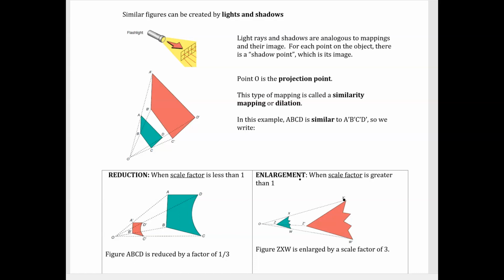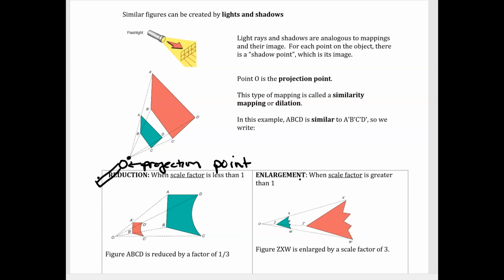So the way that we draw this in math, you can check out this picture down here. We say this point O down here, we're going to call this the projection point, and that's like your flashlight. So your projection point is where your flashlight is, okay? And you've got two figures here. The important part in this lesson is trying to identify which figure is the original and which figure is the image, or the after, like what happens to the original figure after you change it by enlarging it or reducing it.